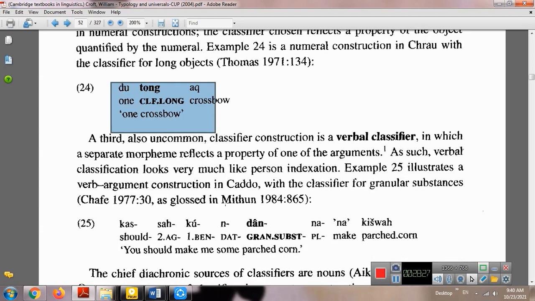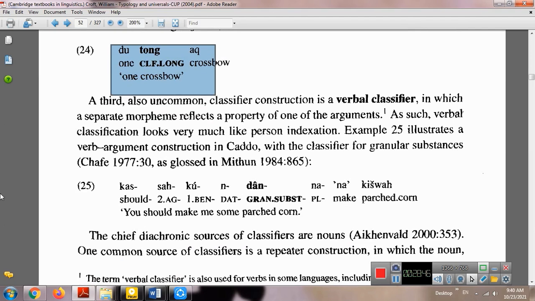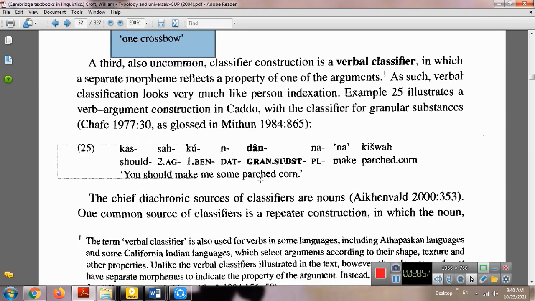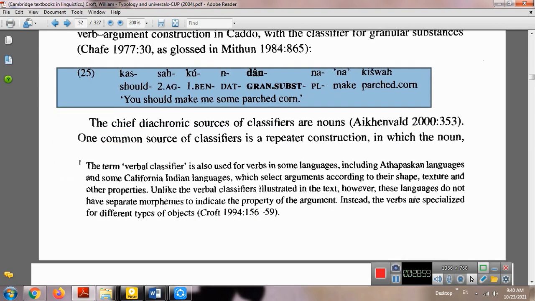A third, also uncommon, classifier construction is a verbal classifier, in which a separate morpheme reflects a property of one of the arguments. As such, verbal classification looks very much like person indexation. Example 25 illustrates a verb argument construction in Kado with the classifier for granular substances. Here you can see the example.